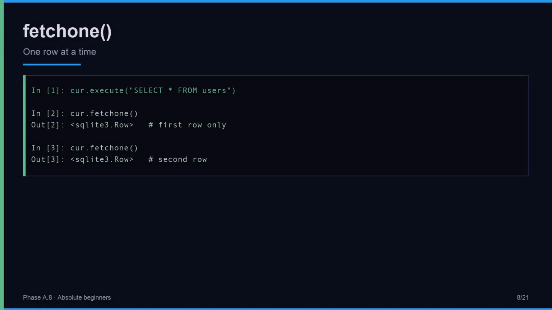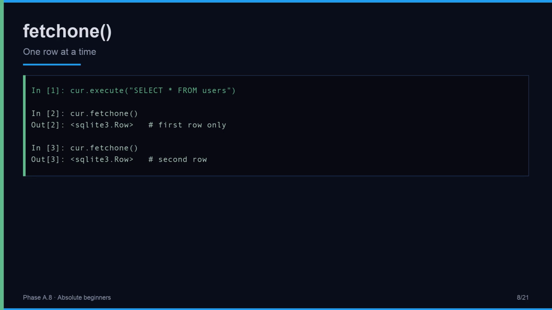Use fetchone. cur.execute, then cur.fetchone returns the first matching row. Call fetchone again, and it gives you the second row. Each call walks one step forward through the results. When there are no more rows, fetchone returns None. This is perfect when you expect at most one row, for example, looking up a single user by id.